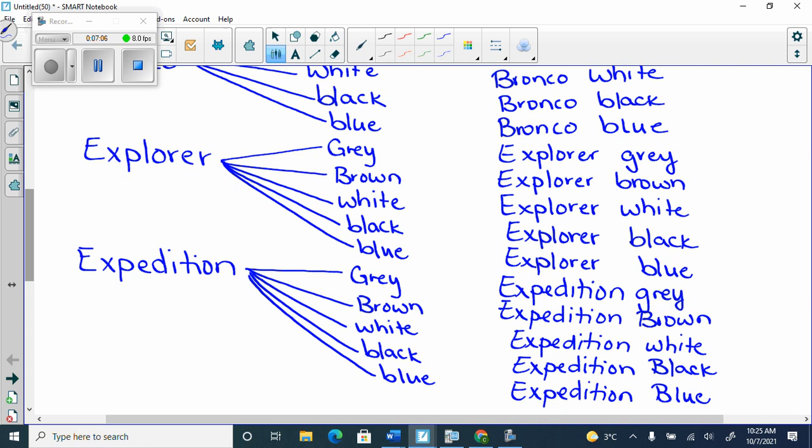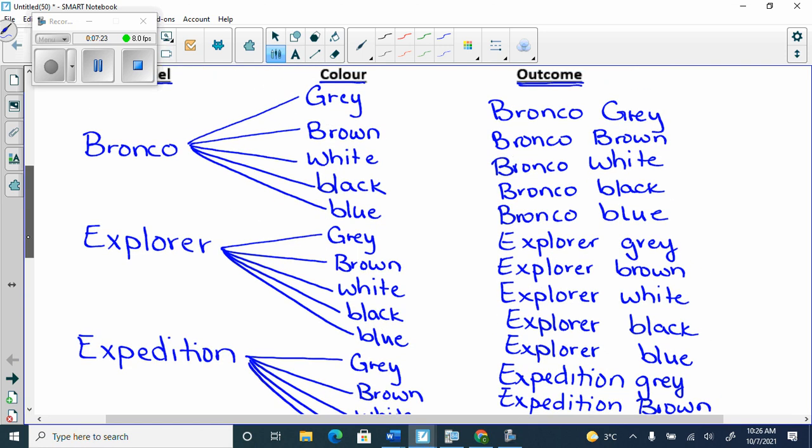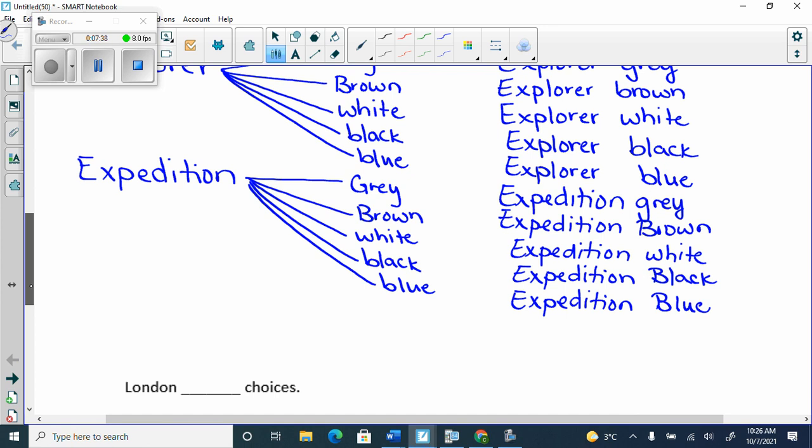Okay. So this just shows all of the outcomes, and all of these outcomes being shown is helpful to us for probability, the next unit. For now, this is helpful to us to just show why the fundamental counting principle works. So, if we look here, we have Bronco, gray, brown, white, black, blue. There's 5 of them. Explorer, gray, brown, black, white, blue. Expedition, gray, white, black, brown, blue. We agree? So how many outcomes are there total? London has how many different outcomes? How many different choices? 15. Now, is there a way that I could do this mathematically quicker?